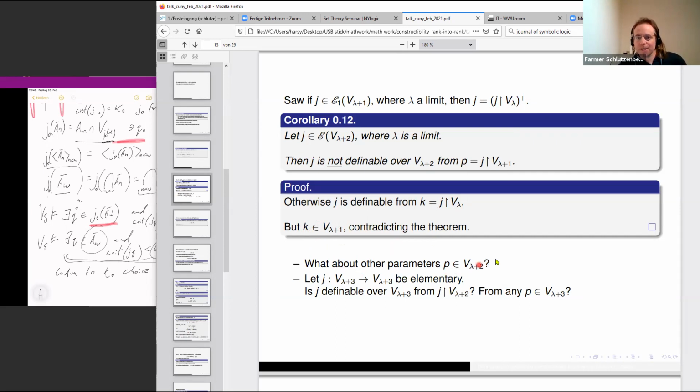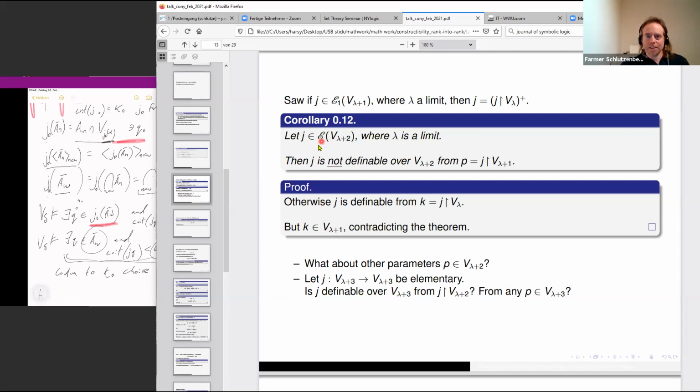Of course, that doesn't rule out other parameters in V lambda plus 2 of maximal rank. So we still have to consider that. And it also doesn't tell us much about lambda plus 3, whether this could be definable from this restriction or from any parameter. At this point it is not clear. Okay, so I'll come back to these questions later.